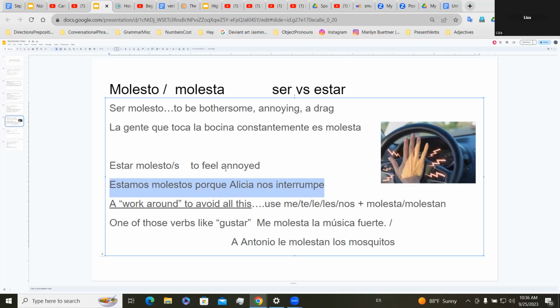Yeah? Nos interrumpe. She interrupts us. Estamos molestos porque Alicia nos interrumpe. We feel annoyed. We feel bothered by the fact that she is interrupting us. There is a workaround for this, however.